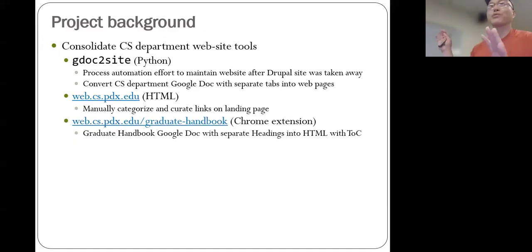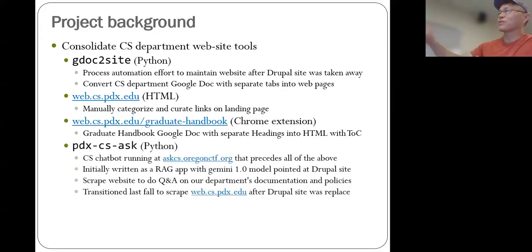And then this is Andrew. Andrew saw the Drupal replacement coming, and he has a Google Doc that's basically the entire graduate handbook. Anything related to the graduate program is in this Google Doc. And then he uses a Chrome extension to export the Google Doc into headings, into a single HTML page with a table of contents. And he does this manually.